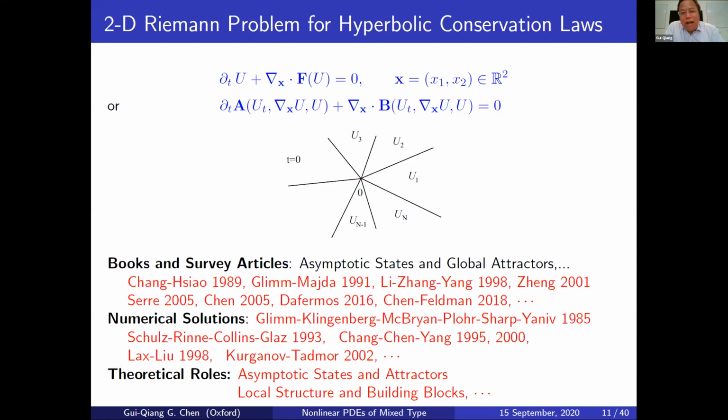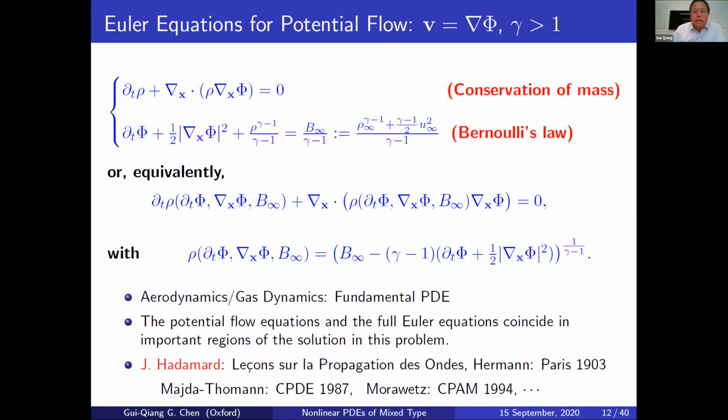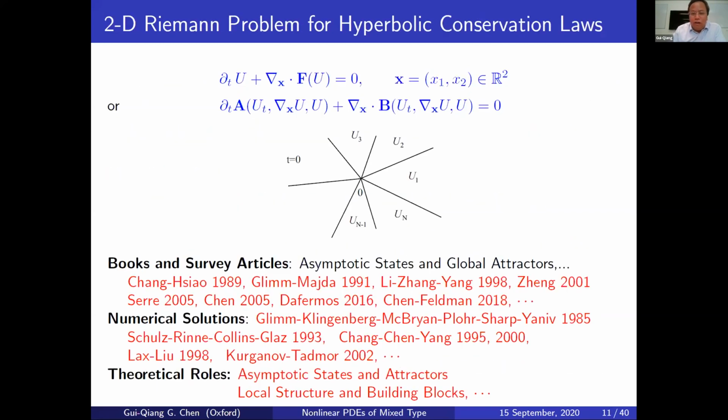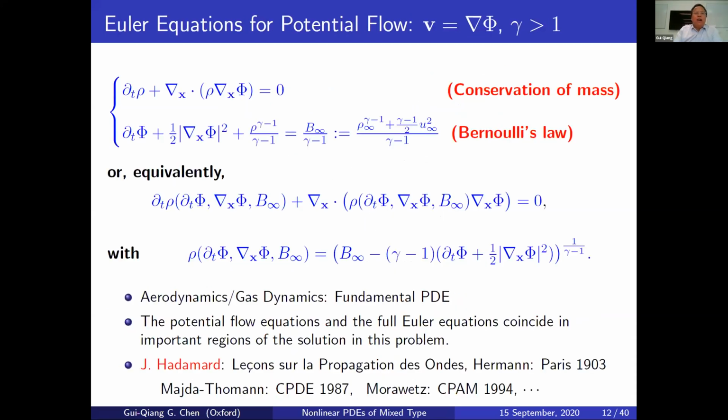So if we want to understand the solution structure or behavior of general entropy solutions for two-dimensional hyperbolic conservation laws, we have to understand those kinds of configurations. So let me now first focus on the Euler equation for potential flow. The PDE I chose is this system.